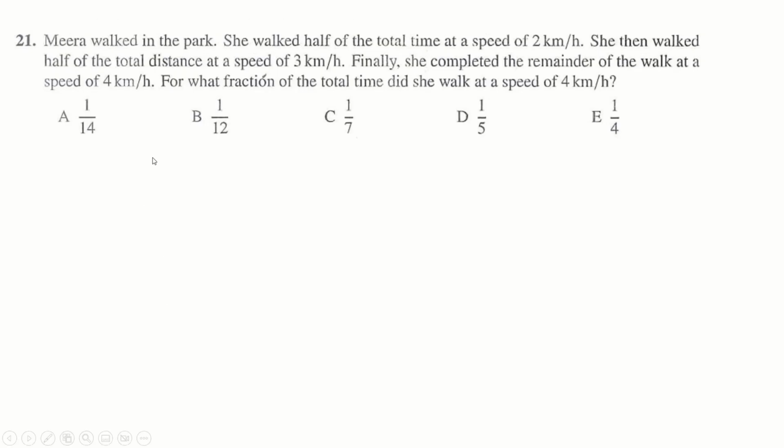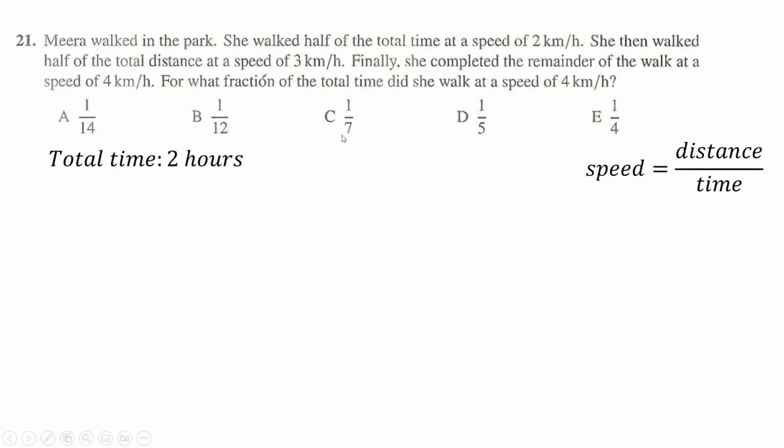Question 21 I have done in an absolutely ridiculously stupid way. First thing I said was, let's just say that her walk is 2 hours long, because that just helps out with the first bit. She walked half the time, so that's 1 hour walking at 2 kilometers per hour, so she did 2 kilometers. She then walked half the total distance, so let's just call the total distance D. I can't make up another number for that because that might ruin everything. So I'm just going to call D the total distance.